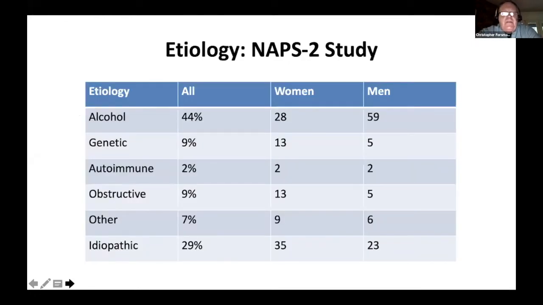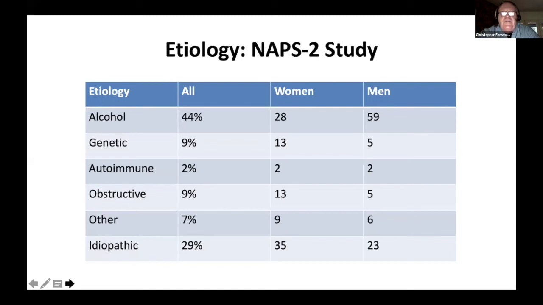Now, it's been said in the past, I think, that almost all adult patients that get chronic pancreatitis have it as a consequence of chronic alcohol abuse. And that's simply untrue. This is data from a relatively recent study in the United States called the NAPS2 study. You'll notice that although alcohol accounts overall for about 44% of all patients with chronic pancreatitis, there are a number of other etiologies that also play a significant role.